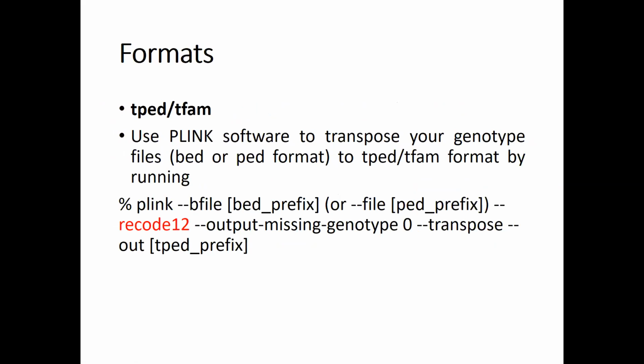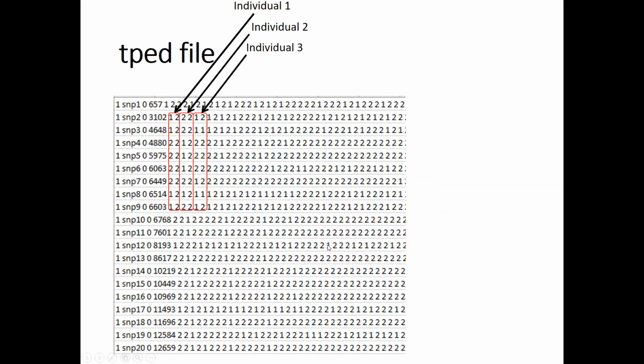EMMAX supports TPED and TFAM PLINK format. Users can use PLINK with the code below to generate the input files. The recode 12 option marked in red is necessary for the format conversion. Part of the content from the converted TPED file is shown in this slide. The two alleles for each SNP are coded using 1 and 2 instead of ATCG.